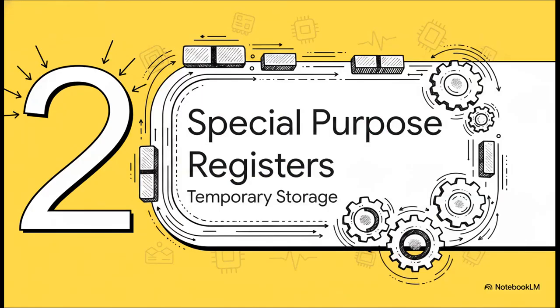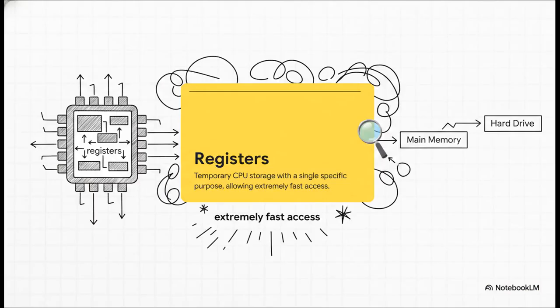Moving right along to Section 2, Special Purpose Registers. Okay, grab your pens, because this exact phrasing is pure gold for the OCR examiners. Registers are temporary storage locations built directly inside the CPU. They are designed for a single, highly specific purpose. And because they're physically baked right into the processor, the access speeds are absolutely blistering. Literally way faster than fetching data all the way from your main memory.